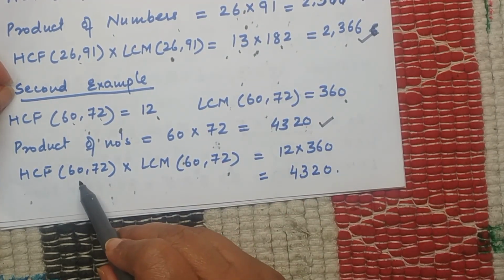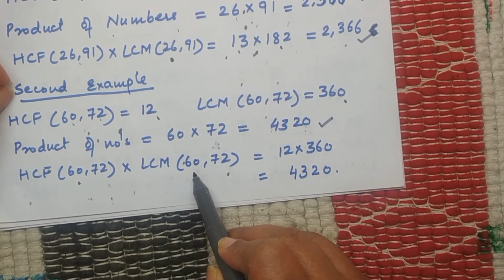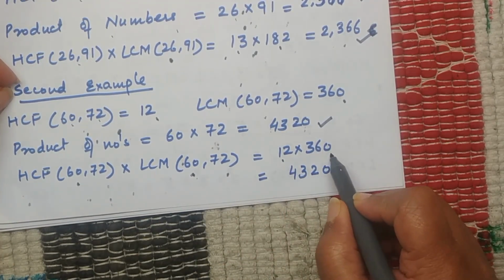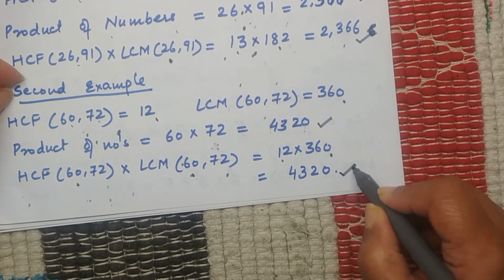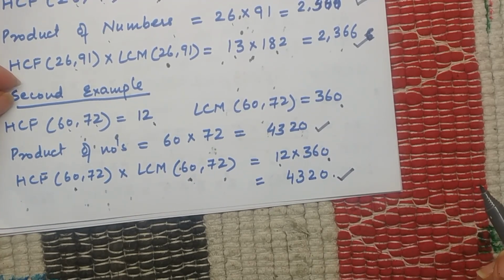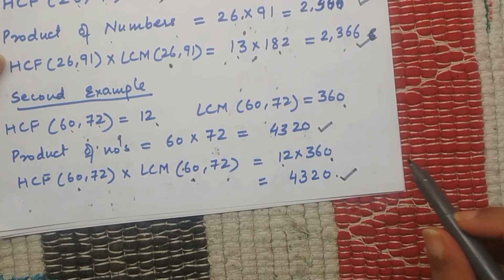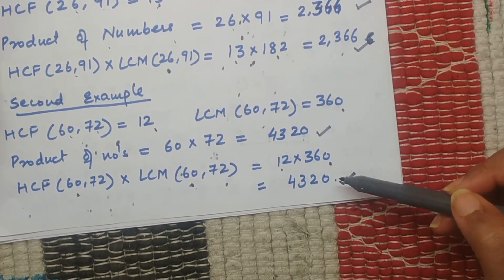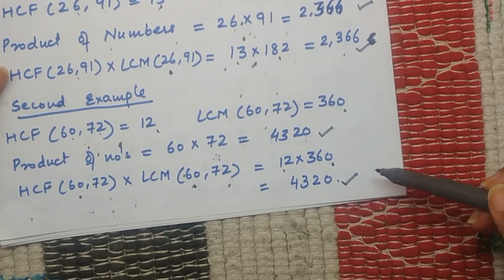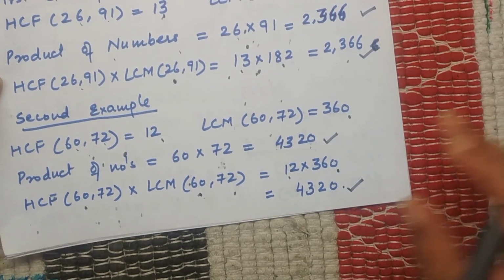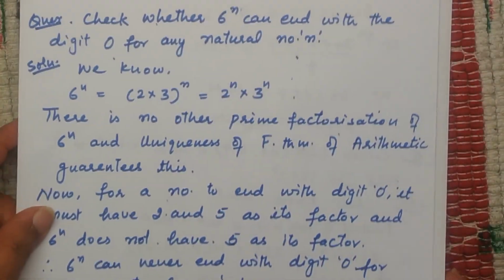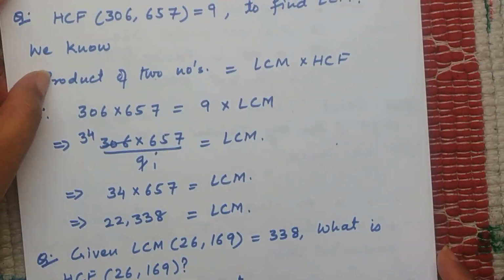And HCF of 60 and 72 into LCM of 60 and 72 is 12 into 360, which again comes out to be 4,320. That means, can we generalize this result that product of two numbers is equal to LCM into HCF of those numbers? Yes children, we can generalize this result, and the result says product of two numbers is equal to HCF and LCM of these two numbers.